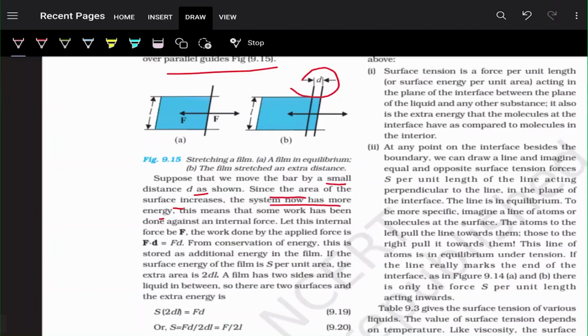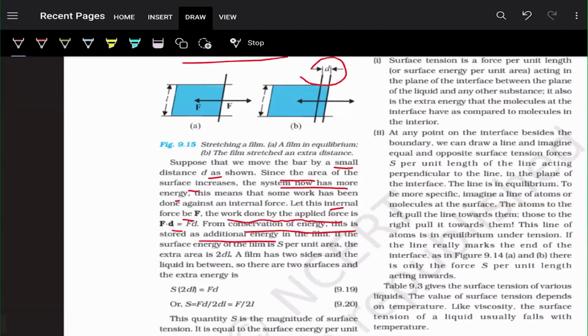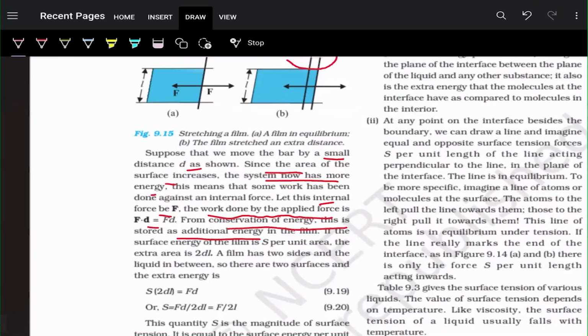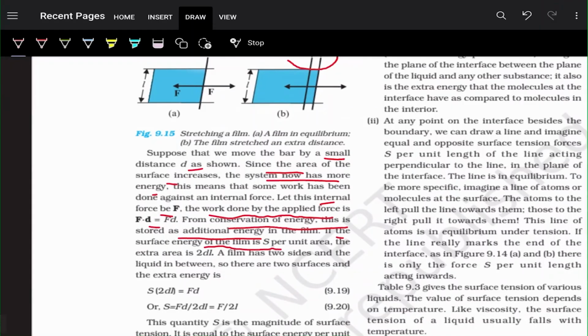Simple. Let this internal force be F. The work done by the applied force is F times d. Correct. From conservation of energy, this is stored as additional energy in the film. That is, we did work, the force F times the small distance d that we moved, and that work becomes what? Additional energy. What happens to the additional energy in the film? It is stored. If the surface energy of the film is S per unit area, the extra area is 2dl.